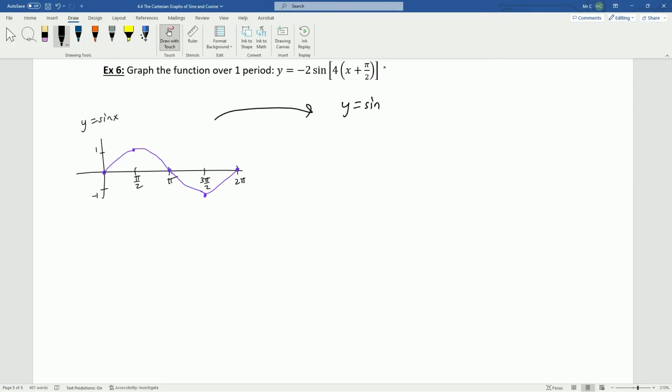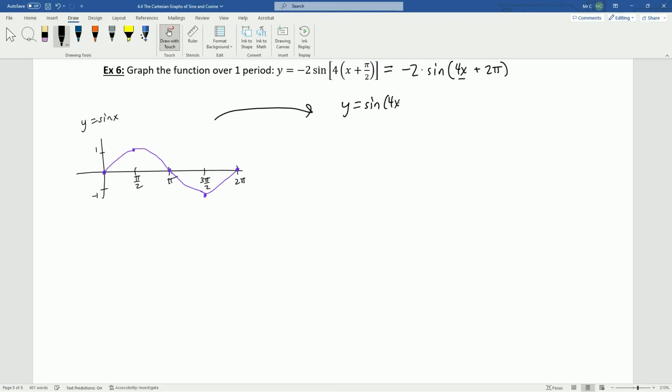And for my preference, I'm going to rewrite this as -2 times sine of 4x plus 4 times pi over 2, which is 2 pi. Because I always prefer to think of the transformation occurring with the multiplication of x first, right? PEMDAS. I like that multiplication to occur first. It would be okay to do the shift here first, but it does change how you interpret things slightly. So this is just my personal preference.